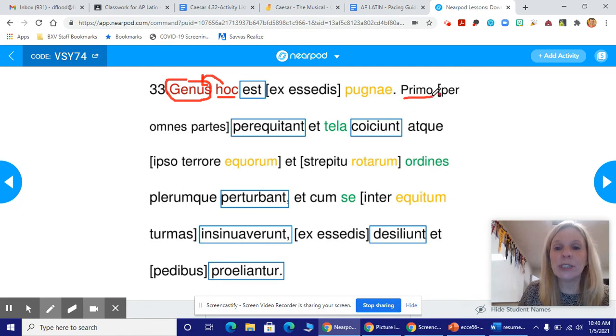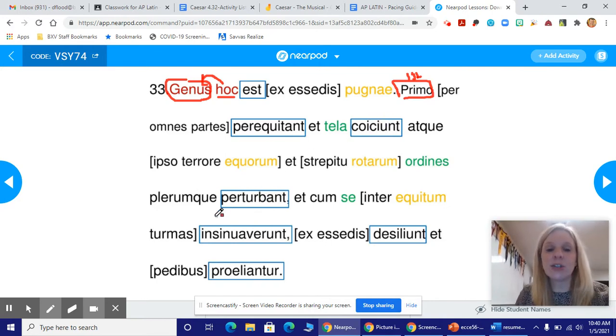Primo, first, so that's our adverbial. So first, per omnes partes equitant. First, they drive about through all directions or through all parts. And they coniciunt tela, they throw their weapons, and they perturbant. So these three words are our verbs. And they disturb the ranks generally.